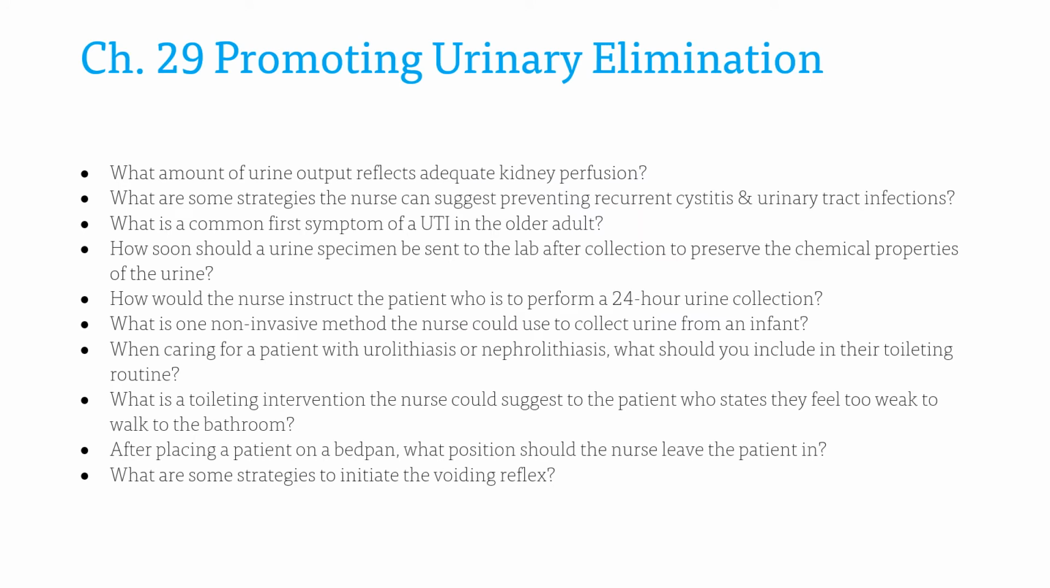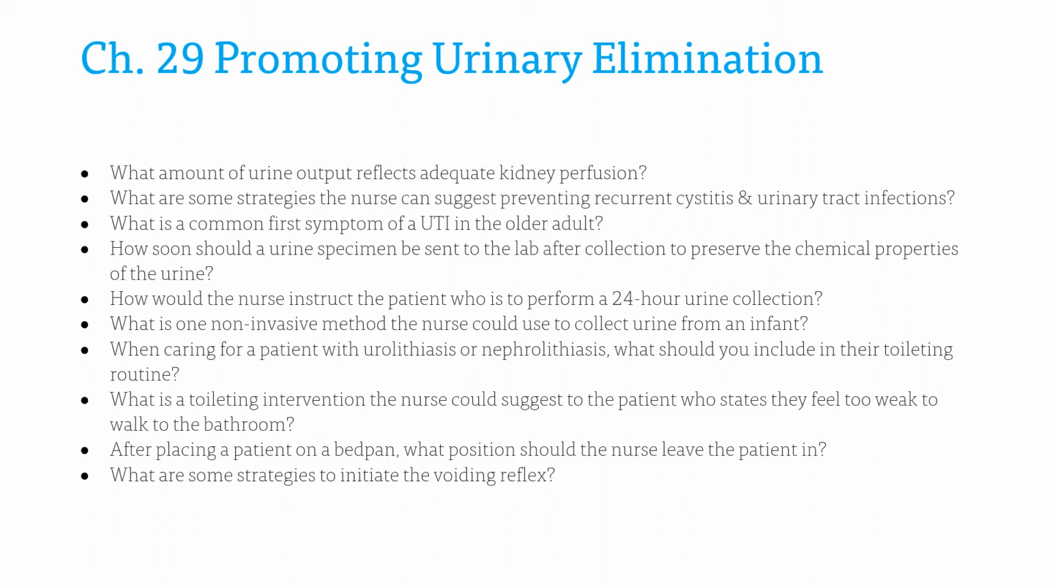All right, chapter 29. What amount of urine output reflects adequate kidney perfusion? For this, we're going to look on page 552. It's going to be in the bolded text. There should be at least an hourly urine output of 30 mLs. This reflects adequate kidney perfusion.